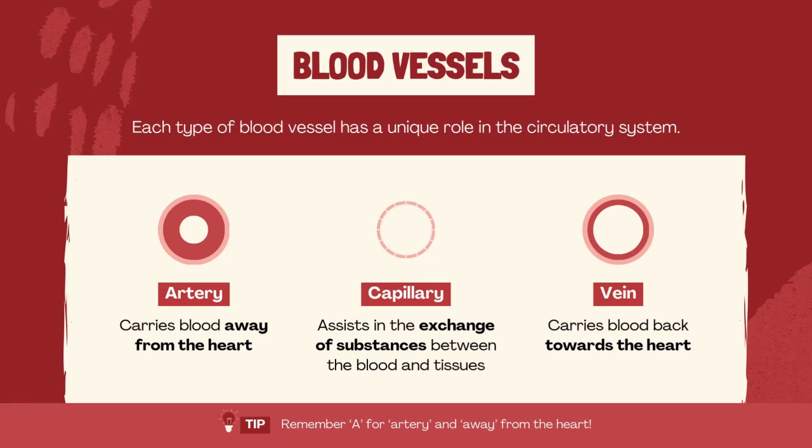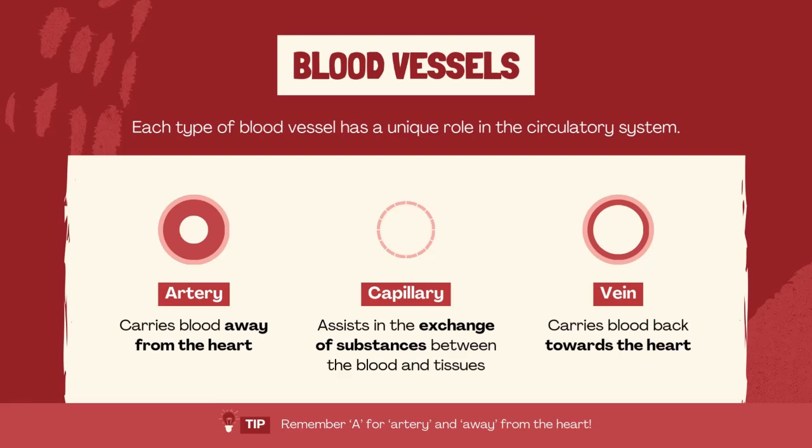Each type of blood vessel has a unique role in the circulatory system. Artery. Carries blood away from the heart. Capillary. Assists in the exchange of substances between the blood and tissues. Vein. Carries blood back towards the heart.